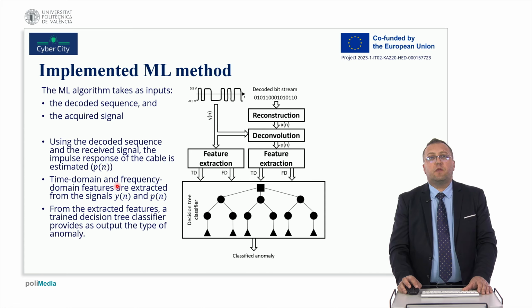The time domain and frequency domain features are extracted from the signals y[n] and p[n]. Having y[n] and p[n], we do feature extraction to obtain time domain and frequency domain features. Once we have those features extracted for each case, we train a decision tree classifier which provides as output the type of the anomaly.